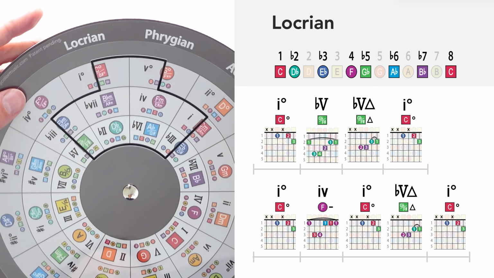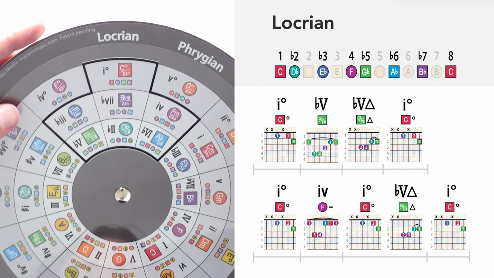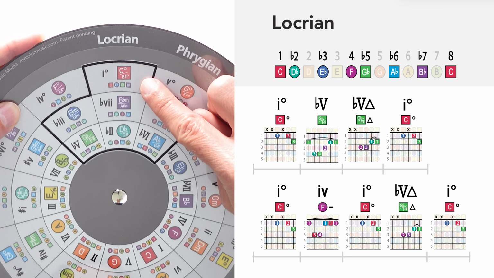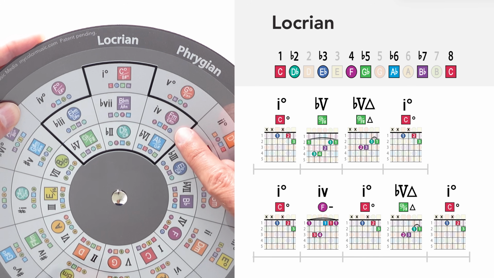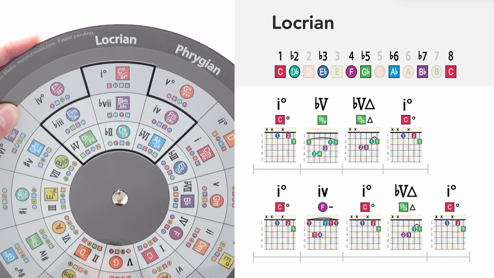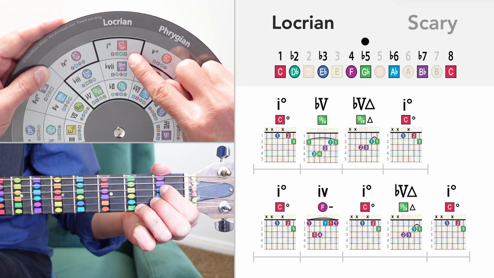Finally, the Locrian mode is at the darkest end of the spectrum with additional flat notes and dissonant chords. It has a very dissonant diminished 1 along with a minor 4 chord and flat major 5. The pattern is so unstable that it even sounds a little scary.